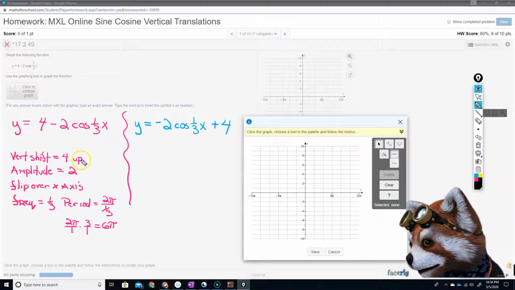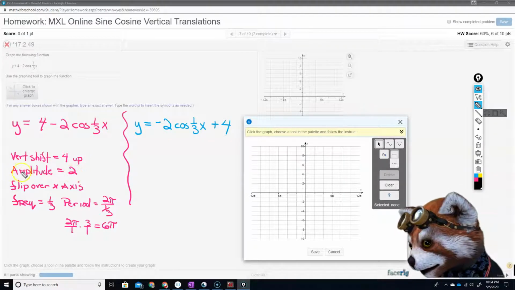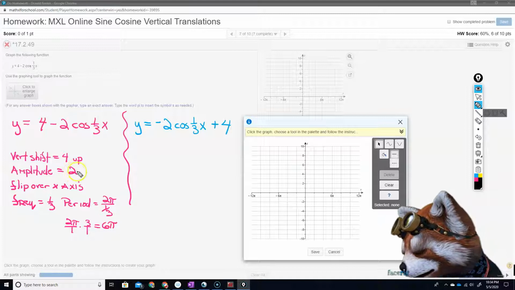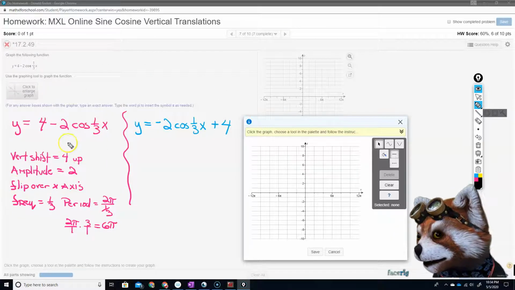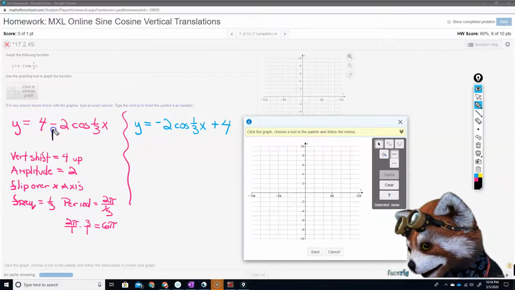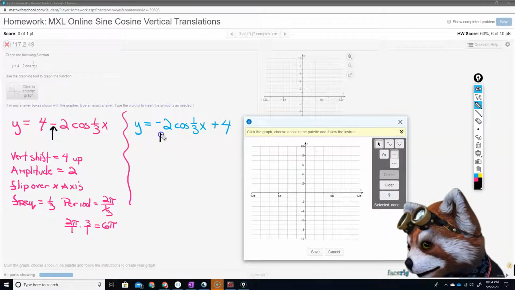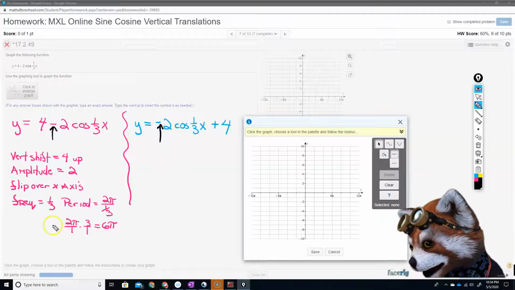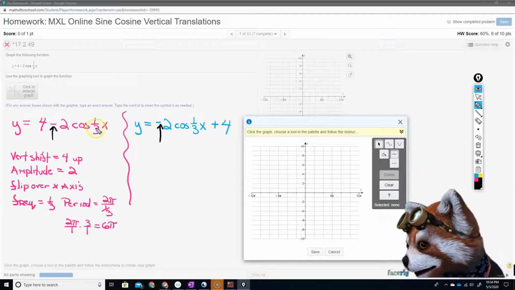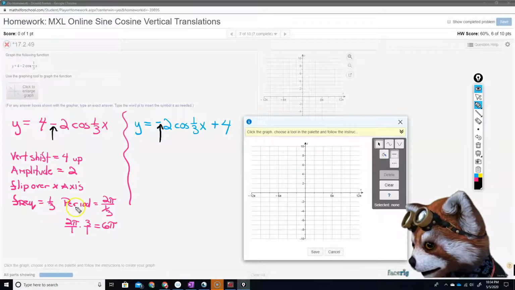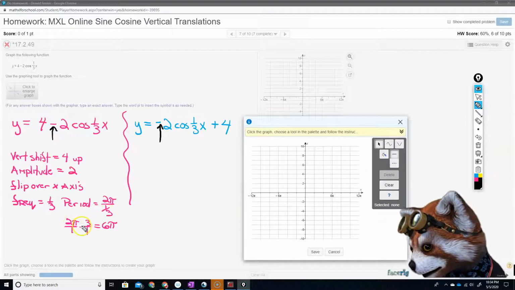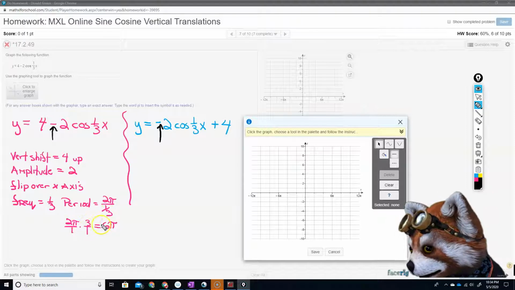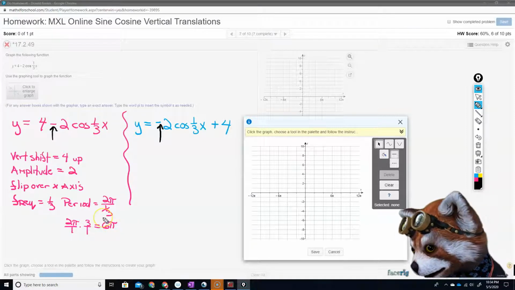So I have a vertical shift 4 up. I've got a vertical stretch by 2. I've got to flip over the x-axis because of this negative in front of the 2 right there. That flips it over the x-axis. My frequency is 1/3. So my period is 2 pi divided by 1/3. 2 pi times 3 over 1, 6 pi.